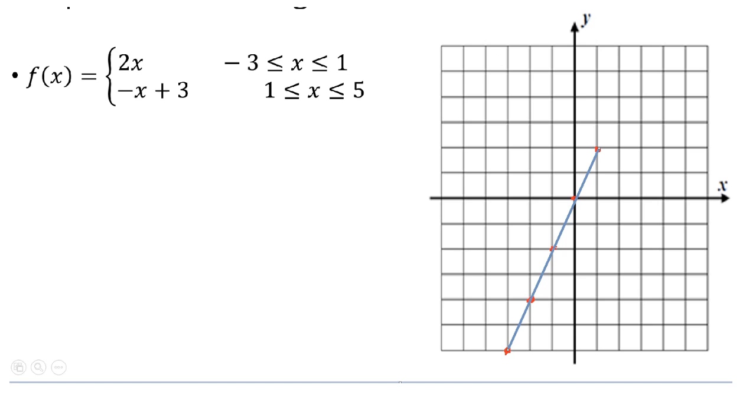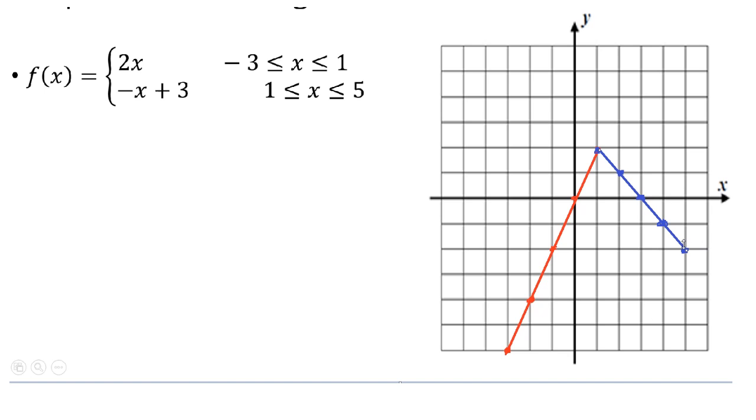So I'm going to graph 1, 2, which is right here. I'm going to graph 2, 1; 3, 0; 4, negative 1; and 5, negative 2. And I'm going to have to stop here because I have a restricted domain. I'm going to connect all these dots together. And this piece of the graph represents the second piece of the piecewise function.